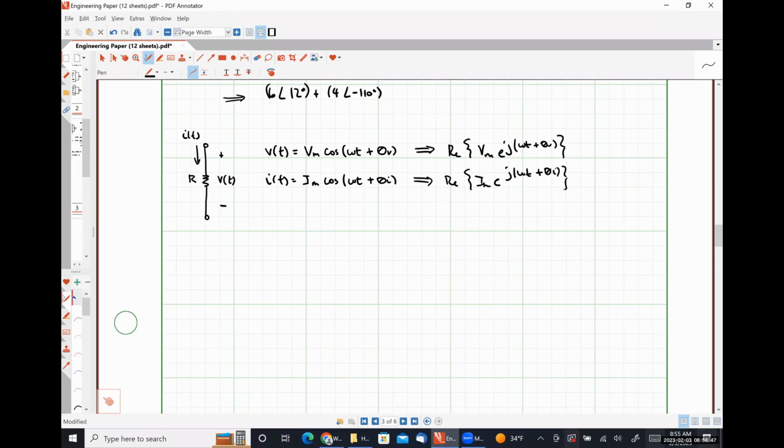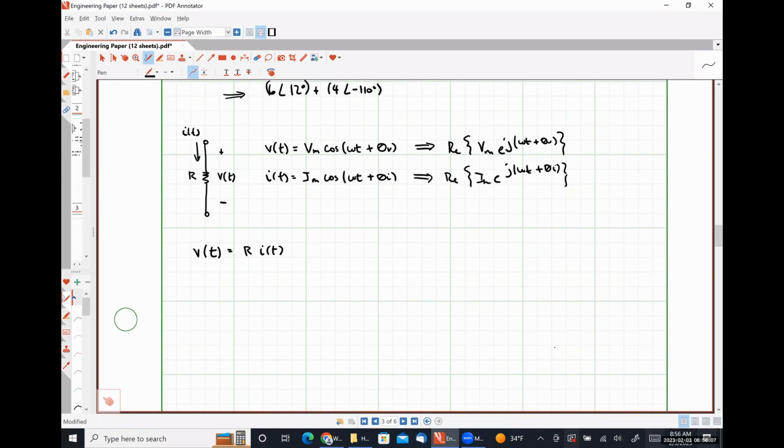Okay, so Ohm's law tells us that V of t should be equal to I of t times R, right? So this is our generic relationship. This is good old Ohm's law. So if we use our complex representation here, we can say that Vm e to the j omega t plus theta V will be equal to R times Im e to the j omega t plus theta I.